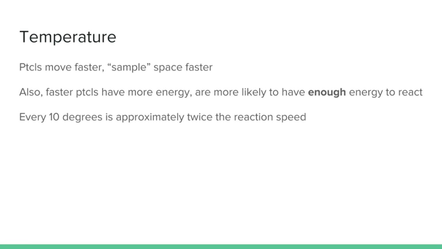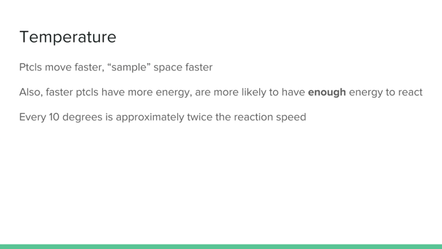And our next factor is temperature. So when temperature is higher, particles are moving faster. Temperature is a measure of the average kinetic energy. So when they're moving faster, one way to talk about that, we say they sample space faster. Because, as they're moving, they're bouncing randomly off of other particles nearby.